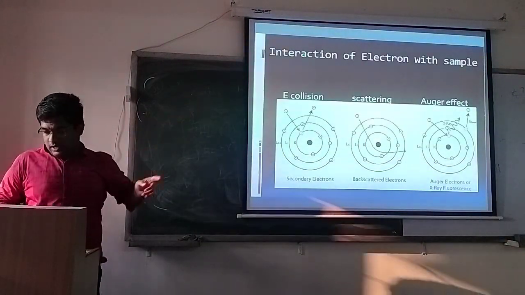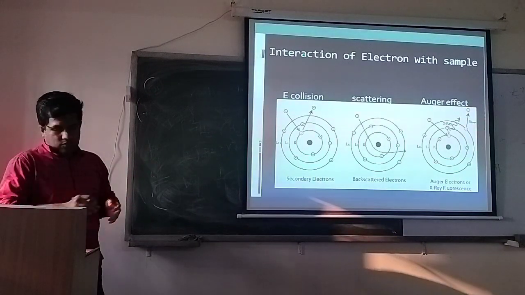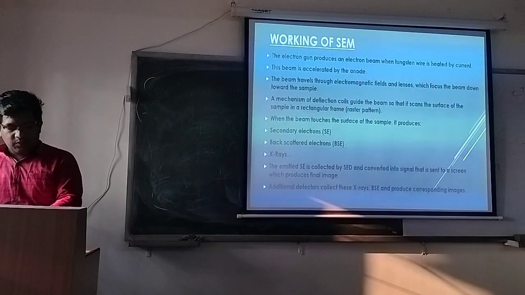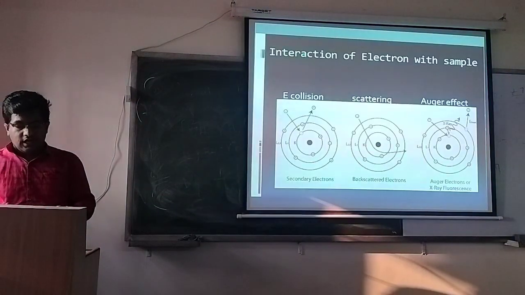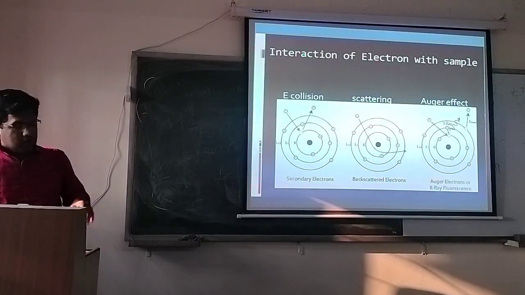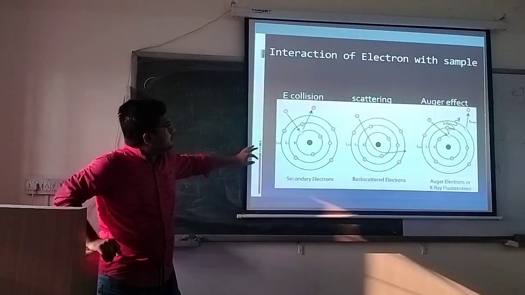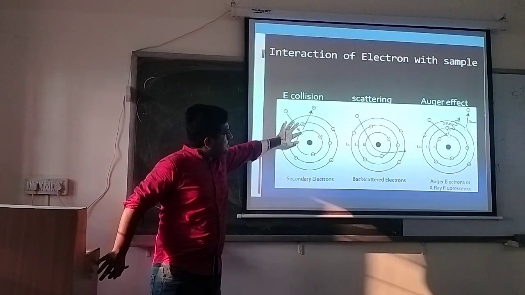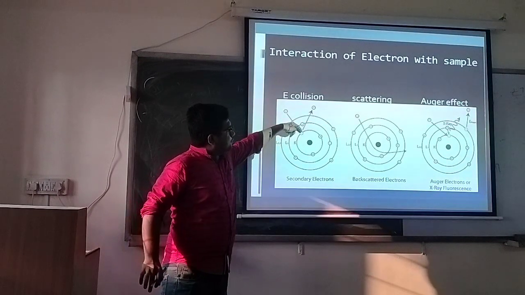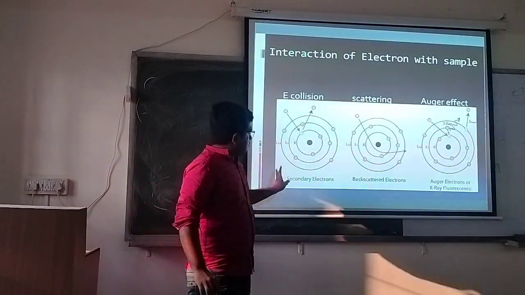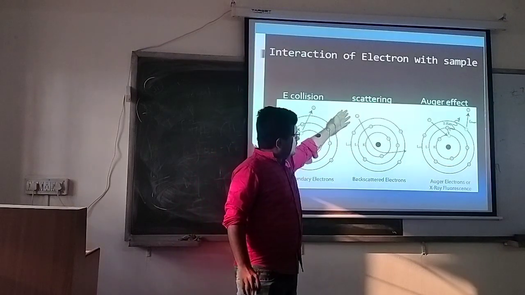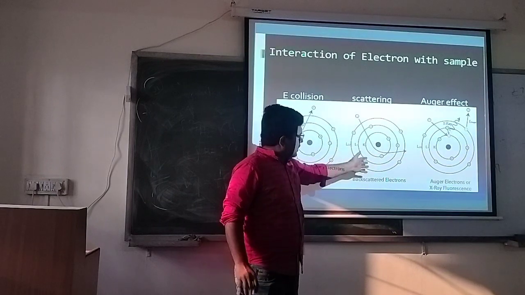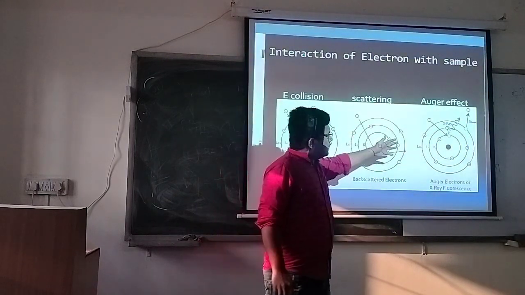But how do the electrons interact? Here we see that when the beam touches the surface of the sample, it interacts with the electrons of the sample. Three types of interaction mainly occur. When the electron collides with the electrons of the sample, the electron passes away and scatters from the shell. That is the secondary electron. And the backscattered electron is when the electron passes near the nucleus, but there is no electron collision.